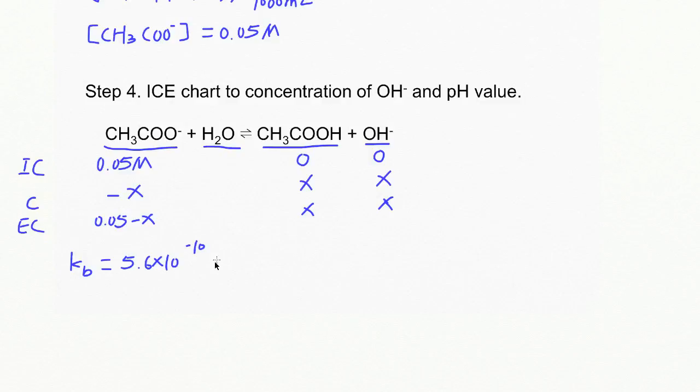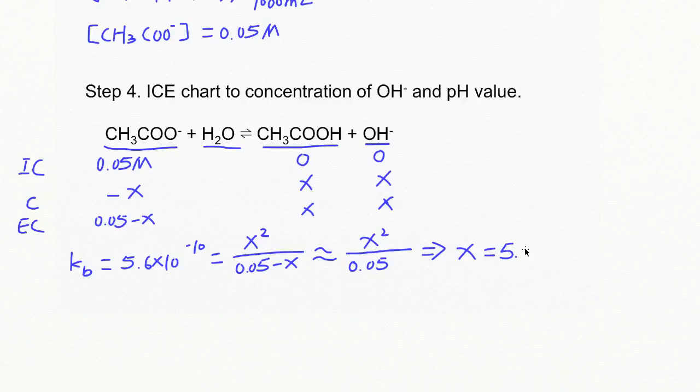Now, when you look at this calculation, Kb of the acetate is 5.6 times 10 to the negative 10. That equals x squared over 0.05 minus x. Approximately, because x is very small, it would be x squared over 0.05. If you do the calculation, x would be 5.29 times 10 to the negative 6 mole per liter. So based on our assumption that x is very small, we got a value for x.